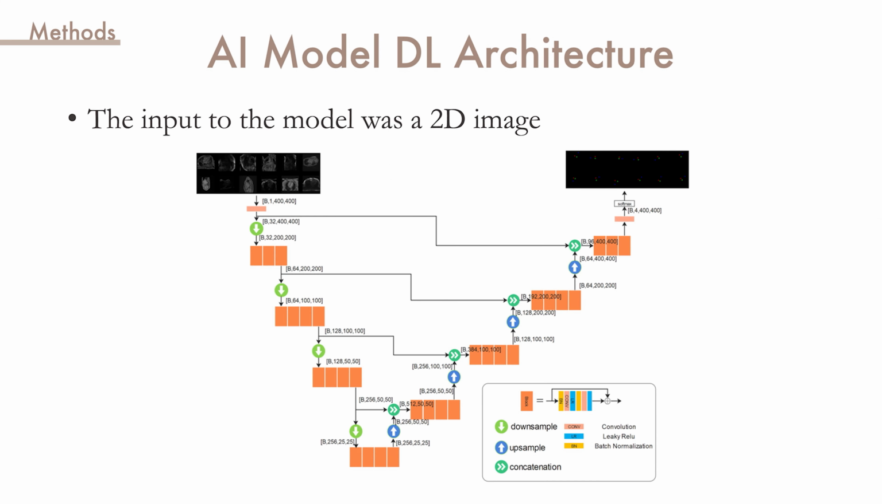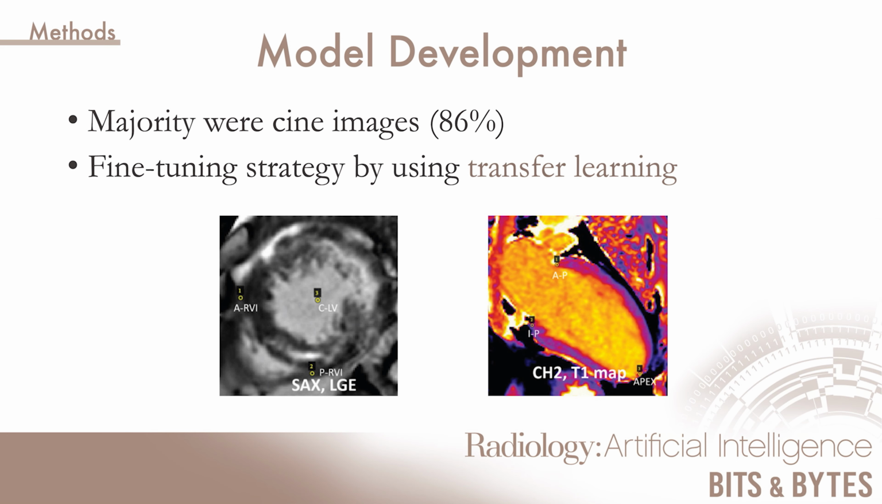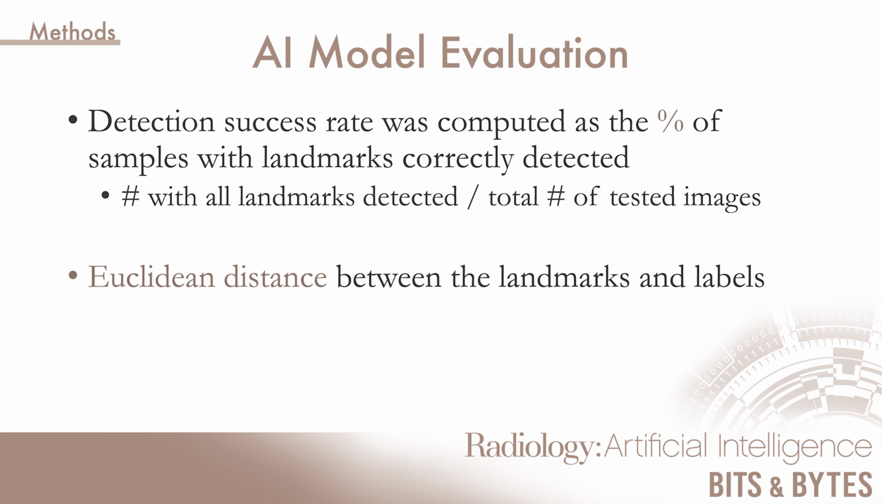The architecture utilized was similar to a U-Net, and the input of the model was a 2D image. The majority of images were CNA images, 86%. So the authors used a fine-tuning strategy by using transfer learning to train the models for late gadolinium enhancement and T1 mapping. For AI model evaluation, the authors looked at detection success rate, computed as a percentage of samples with landmarks correctly detected, and also they used Euclidean distance between landmarks and labels.